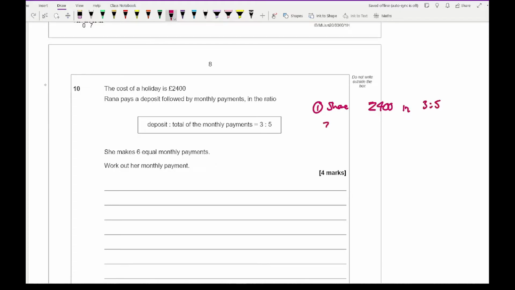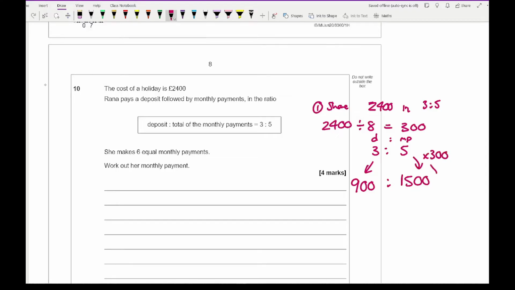So here I'm going to do 2,400 divided by 8, which is going to give me 300. And so in terms of these two parts, this is the deposit, this is the monthly payment. So I've got 3 times 300, which is 900, and 5 times 300, which is 1,500.